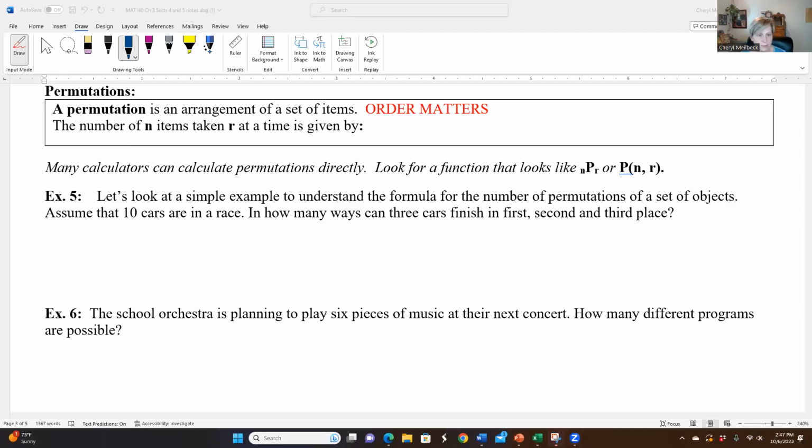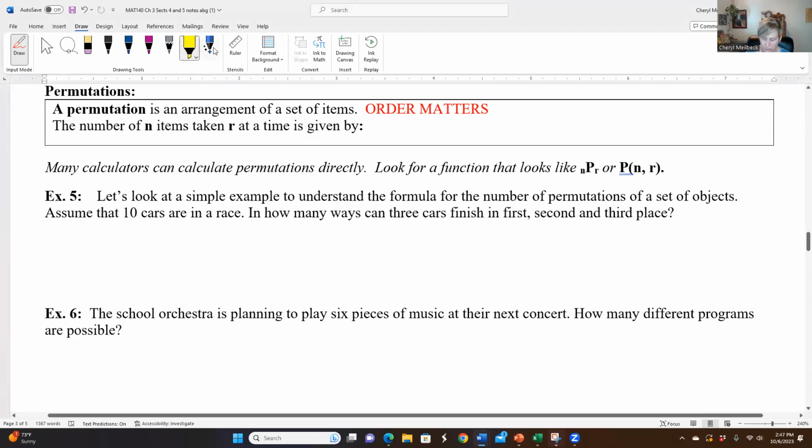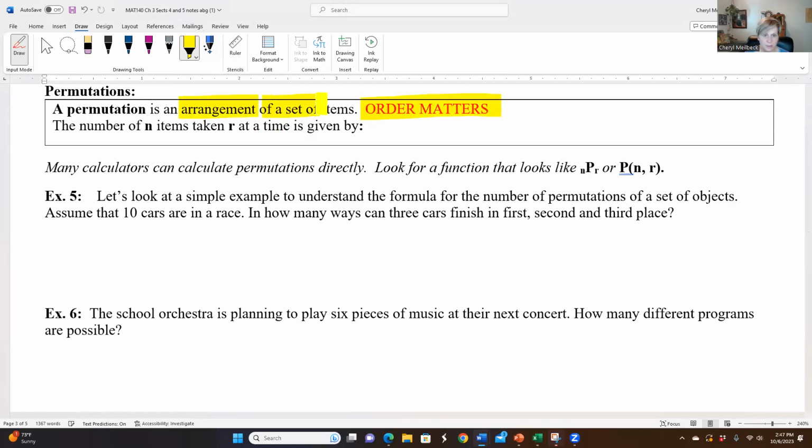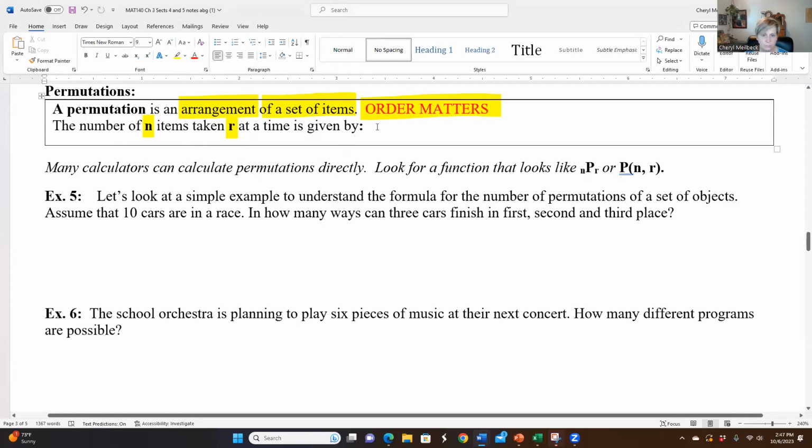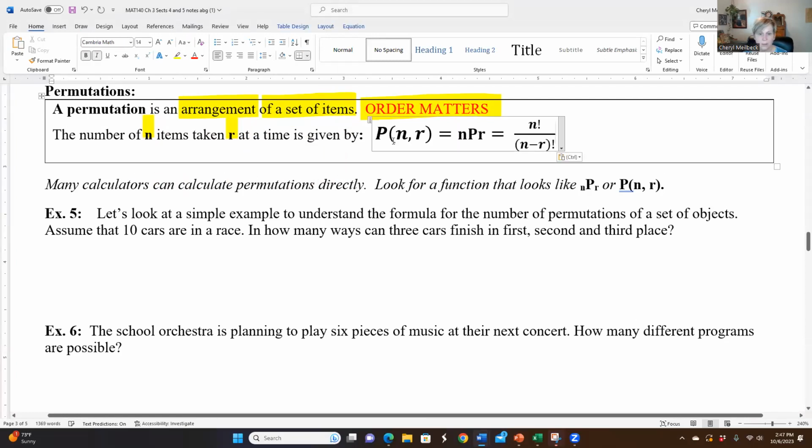All right, now we're looking at section 3.5, permutations. Now, a permutation is an arrangement of a set of items in which order matters. It's really important here: order matters. So, an arrangement of a set of items in which order matters. The number of n items taken r at a time is given by the function P(n, r) equals nPr equals n factorial over n minus r factorial, and we will discuss what that means.